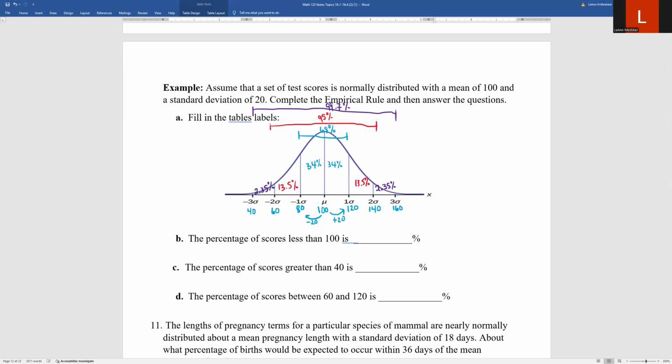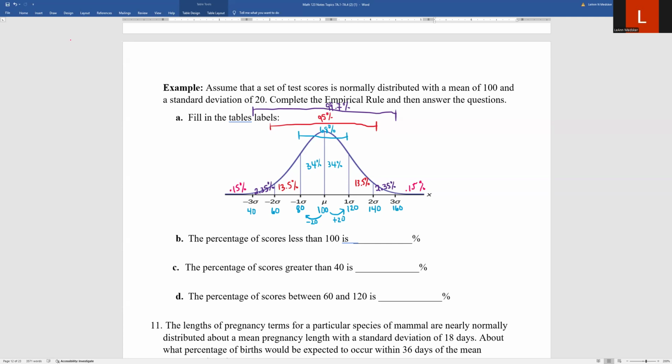And then we said it was 100 minus the 99.7. And that's 0.3, and we cut that in half. That's how much is on those little tails, the very, very tiny tails. So that's the 0.15%. Not even a full percentage. Okay. Now we can answer our questions.